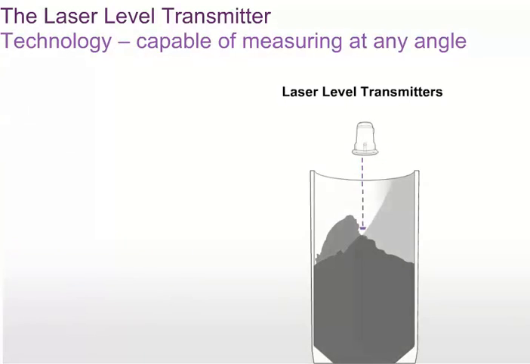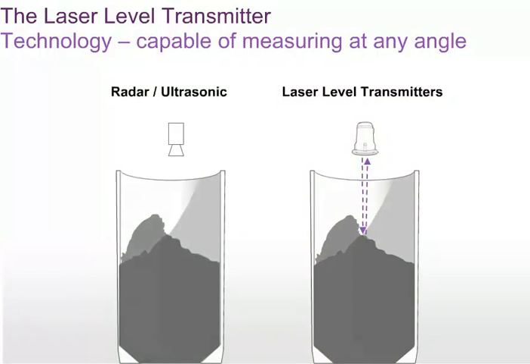Unlike competitive technologies, the light reflected back from a granular solid surface does not alter its characteristics if the surface is at an angle. This means that the laser level transmitter is immune to changes in the settling angle or the angle of repose of the material.